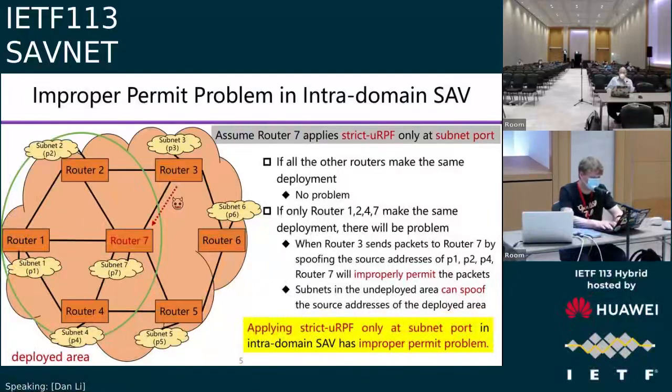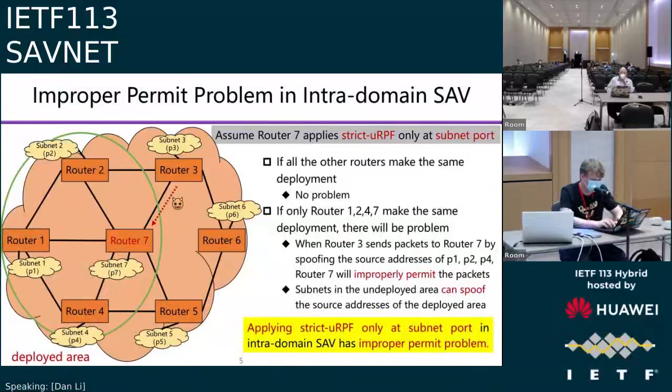The first example, this is an intra-domain network. There are 7 routers. Each router uses one port to connect its subnet and uses the other ports to connect the neighboring routers. Now, let's focus on router 7 and assume router 7 applies strict URPF only at the subnet port. So the effect is that if all the other routers in the network make the same deployment, that is, all the other routers apply strict URPF only on the subnet port, that's okay. There will be no problem.